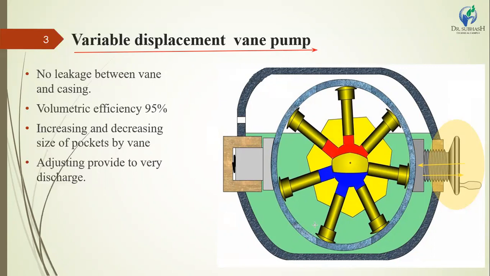Some oil leaks between the vane casing and vane end. Some liquid may slip from one pocket to another pocket. The volumetric efficiency is 95%. 5% of the liquid can pass through the gap between the vane end and the casing ring, so the volumetric efficiency is 95%. This type of pump gives a continuous output.